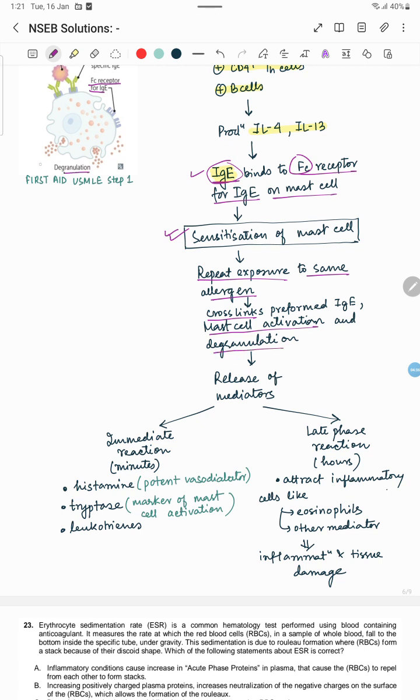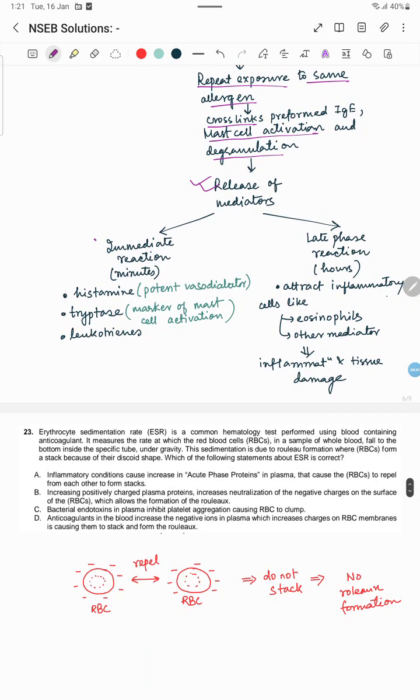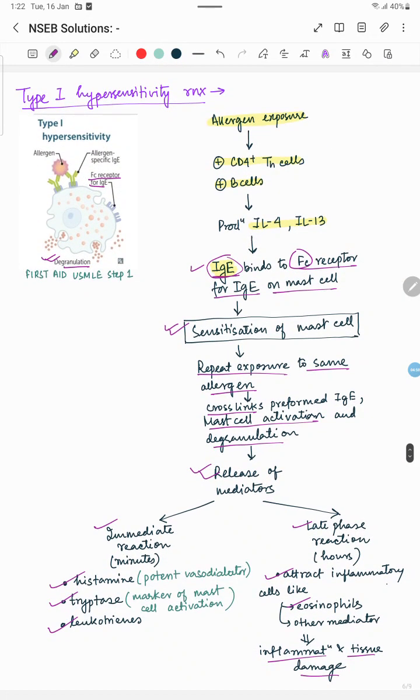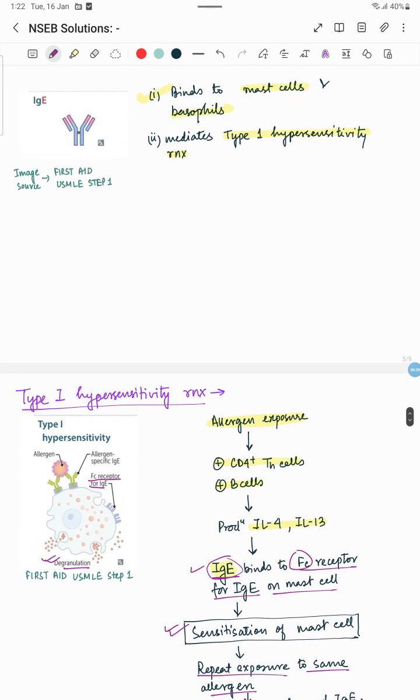This degranulation results in the release of mediators. In the immediate reactions, we have histamine, which is a potent vasodilator, tryptase, which is actually the marker of mast cell activation, and leukotrienes. In the late phase reaction, it attracts the inflammatory cells like eosinophils and other mediators, and finally there is inflammation and tissue damage. So this is all about our type 1 hypersensitivity reaction. Everything is very clear. All these diagrams are from the First Aid USMLE Step 1 book.